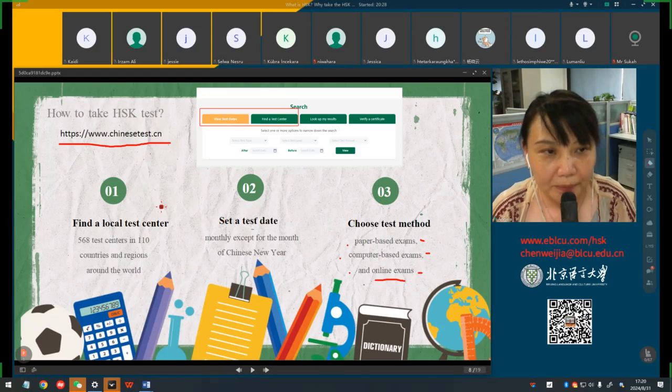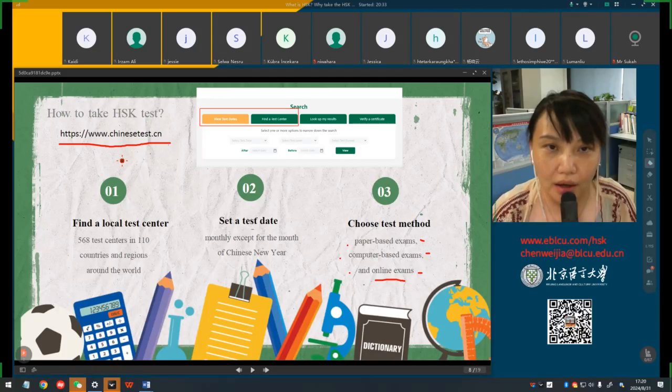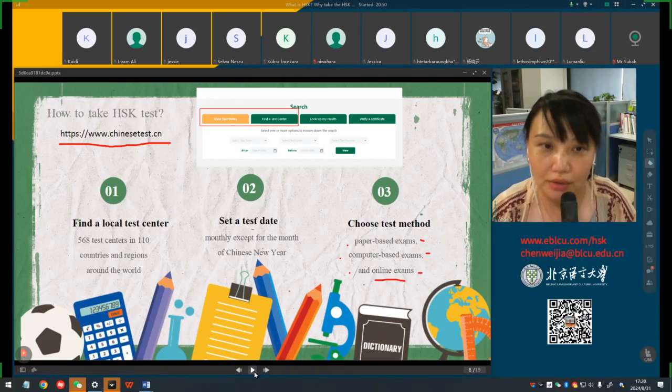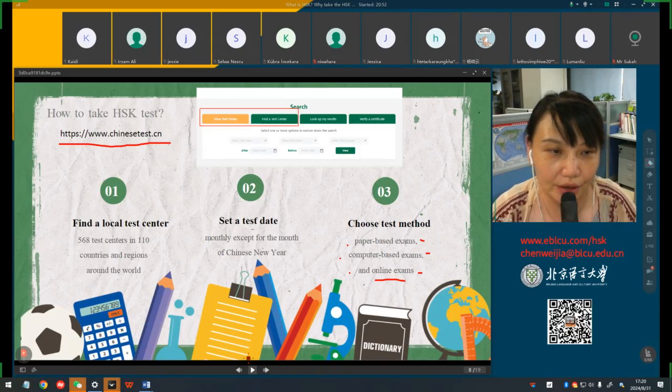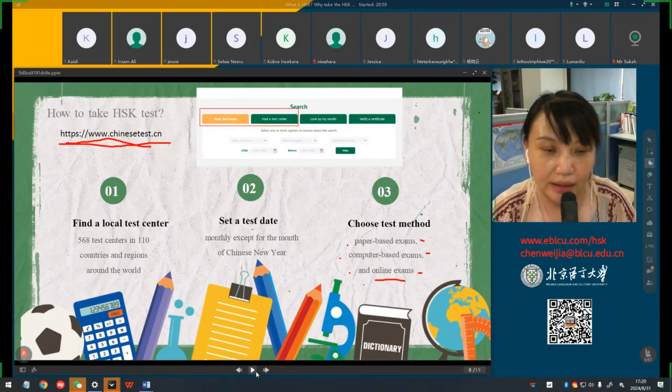By the way, for all of the information, because the test is taken at a local test center, everything you need to confirm with the test center you register from. What I am giving you is just a brief introduction of the test. The detailed requirements you need to double check with your local test center. And again, this is the website, and please find the test center near you and check the details.